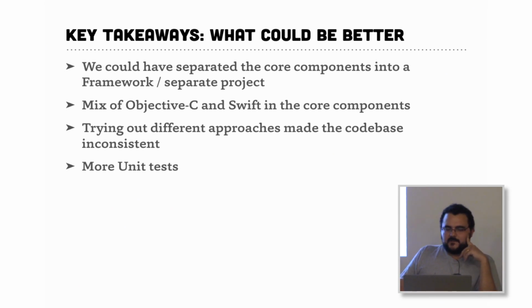So we started with Objective-C in 2014 when we started Bux. And then at some point we decided to go full Swift. But the mix of Objective-C and Swift in the core components is quite annoying sometimes. For example, we have a framework for model parsing, and it uses the default init for the models, and that doesn't work very well with Swift. So with Swift, you have to make properties optional that are not optional, or you have to do the implicit unwrap, and that's quite annoying.